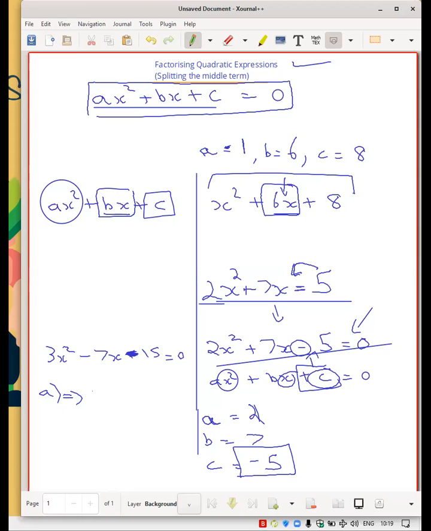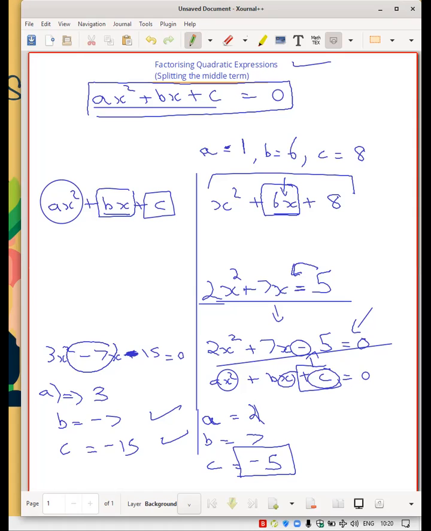Parth, are you there? Yes, sir. What's the value of A? 3. What's the value of B? 7. No, minus 7. What's the value of C? Between minus 7x and 15? Minus 15. Is this part clear, everyone? Including the sign, I want the value, not only the number. Everyone clear about this?